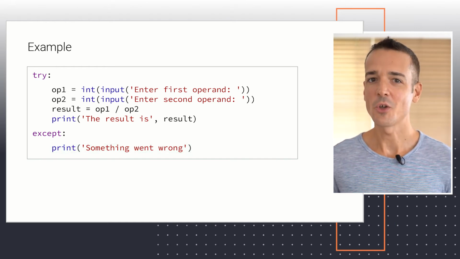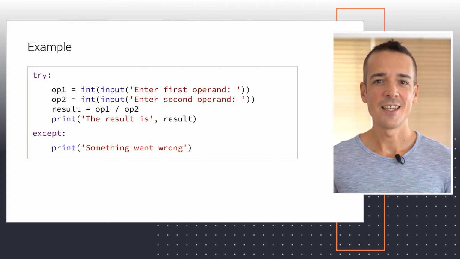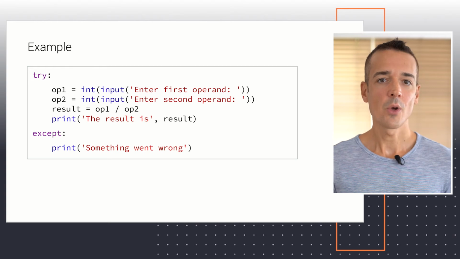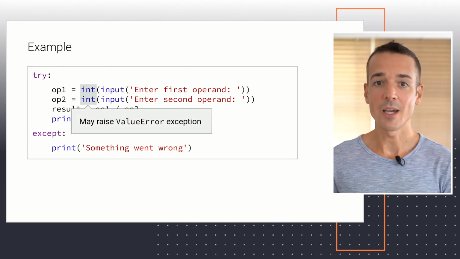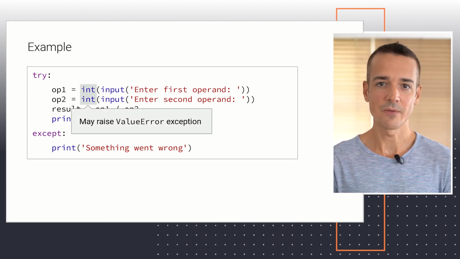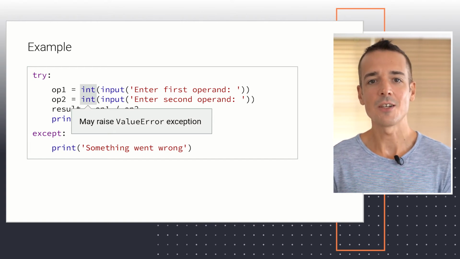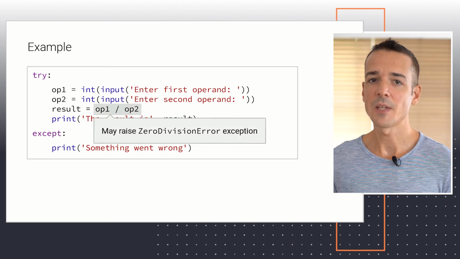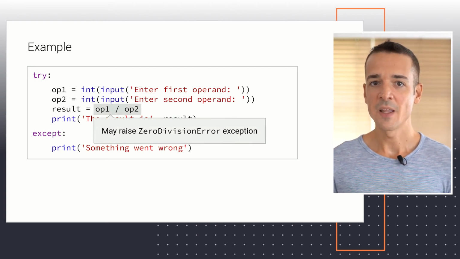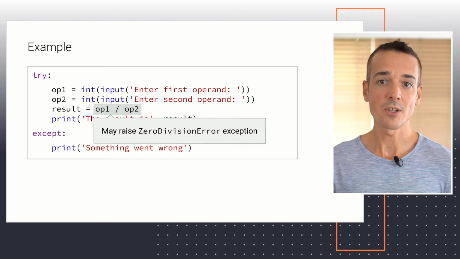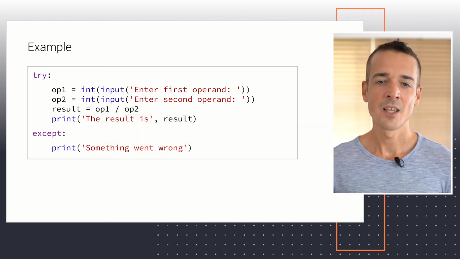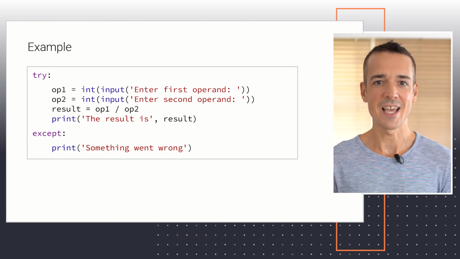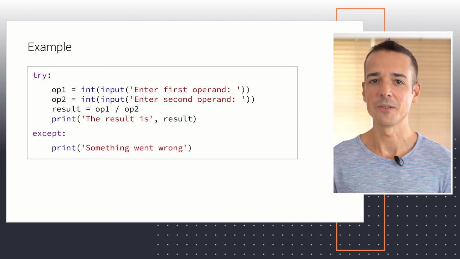Now, what is it that could go wrong in the try block? There are two different types of exceptions that could occur here. First, we could get an exception of type value error if any of the string to integer conversions fail due to the user entering an invalid numeric value. Second, we could get an exception of type zero division error if the second operand entered by the user is 0. Both types of errors are handled homogeneously by the single except block present in this code.